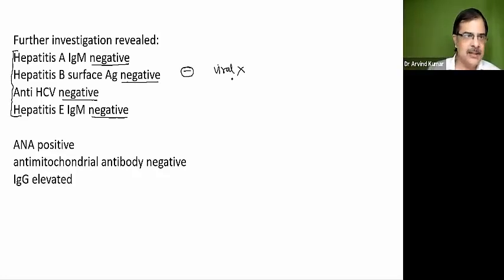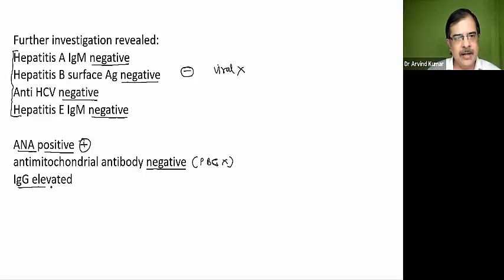The other markers that we do are the autoimmune markers. ANA is positive in our patient. Anti-mitochondrial antibody is negative. That means primary biliary cirrhosis or cholangitis is unlikely in our patient. And remarkably, IgG antibodies were elevated. So when viral markers are negative and the autoantibodies are positive, this should strike in your mind that it could be a case of autoimmune hepatitis. So provisionally, the diagnosis we can make now is autoimmune hepatitis.